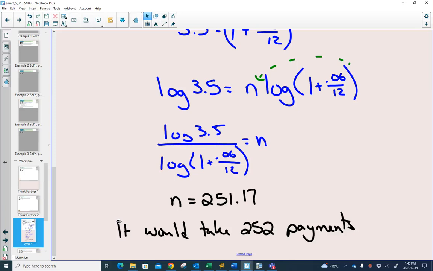cans of paint, you can't buy one can. It wouldn't be enough. Or you just have to not paint behind your bed or something. I hope no one ever moves your bed around. Then it'll get bigger. So it would take 252 payments. So this is how you would solve this algebraically. And this is what would be expected on your exam, to solve it algebraically.